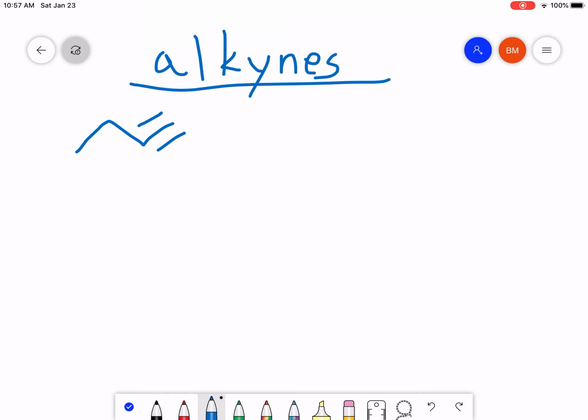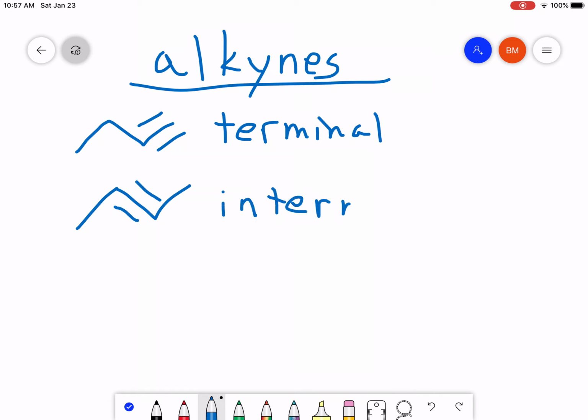You could have the triple bond at the end of a carbon chain. This is called a terminal alkyne. Or you could have it in the middle. That's called an internal alkyne. And actually, being able to recognize the difference is probably a little bit more important here than it is in Chapter 10 with alkenes, because we're going to see that terminal and internal alkynes do some different things sometimes as far as their reaction chemistry. So just keep that in mind as we go forward.